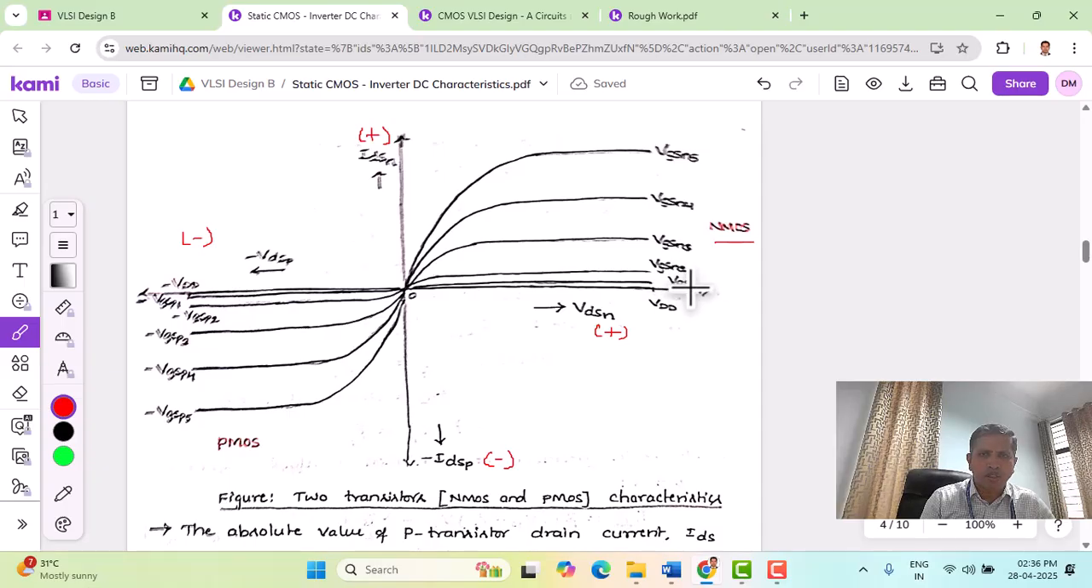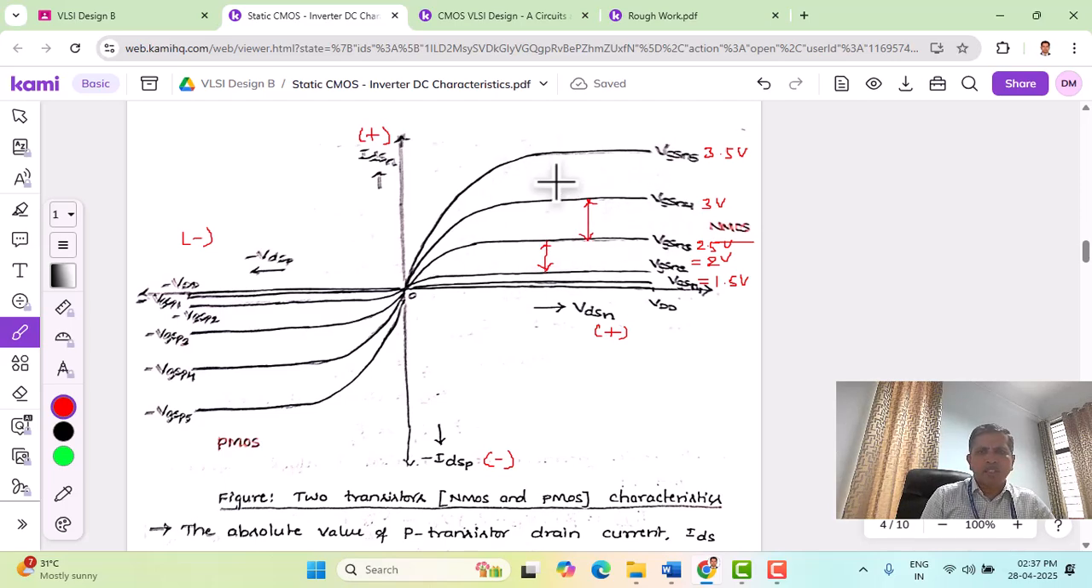This is VGSN1, the first gate to source voltage. Say for example, we are choosing 1.5 volts, and this is 2 volts, 2.5, this is 3 volts and 3.5. Notice that the currents here are not the same. For VGSN equal to 1.5, the current is less, and as we increase the gate to source voltage from 1.5 to 2 volts, the current increases. So this height will tell you the drain to source current of the NMOS device. You can see the distance here is not the same as the distance here. So a larger current flows as we increase the gate to source voltage of the NMOS device. Current is flowing in a quadratic manner, therefore the distances between these characteristics are not the same.